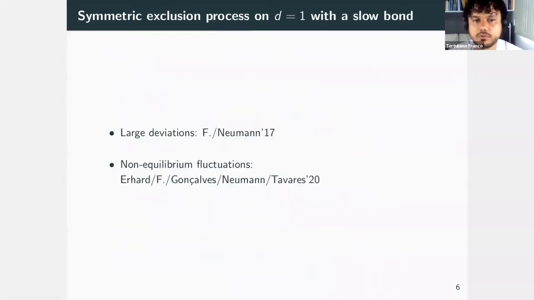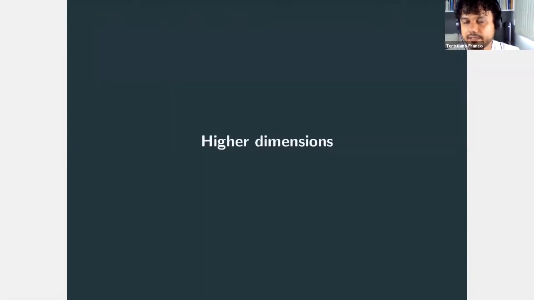Okay. So large deviations: I worked with Adriana in 2017, and non-equilibrium fluctuations with Dirk Erhard, Patricia, Adriana, and Tavares. Mariana Tavares is my former PhD student. So let's speak about higher dimensions. So far, I have spoken only about one-dimensional models. So let's speak about higher dimensions.